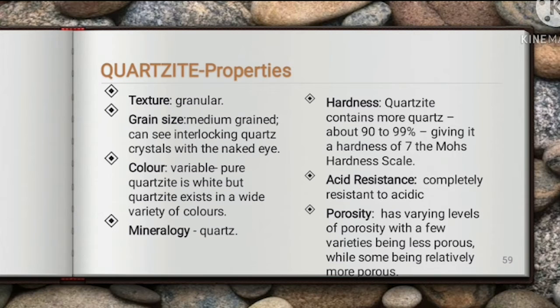Meaning, quartzite is extremely hard and it is often used as a railway ballast. Acid resistance: completely resistant to acid. It will not etch from lemon juice, vinegar, or any other acidic food. Porosity: has varying levels of porosity, with a few varieties being less porous, while some are relatively more porous.